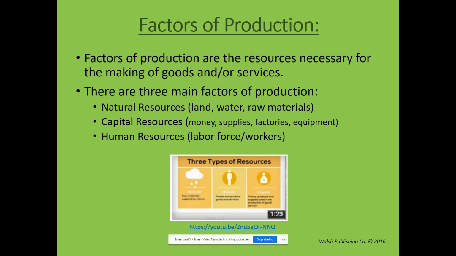Humans are people. So the people that are necessary for making a product, maybe that would be the person that cuts down the trees, the person that drives the truck, the person that works at the store, the person that works in a factory, the person that sells it to you. So three factors of production: natural resources, capital resources, and human resources.